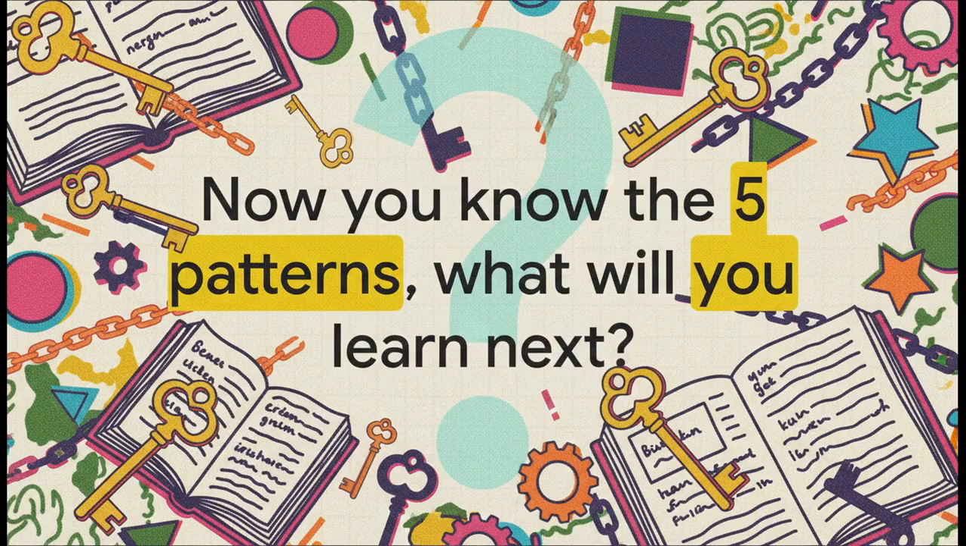And there you have it. The code is officially cracked. What seemed like total chaos is actually a pretty organized system built on just 5 patterns. So the only question left is, what new German words are you going to go out and conquer first? Now you have the tools. Go start practicing.